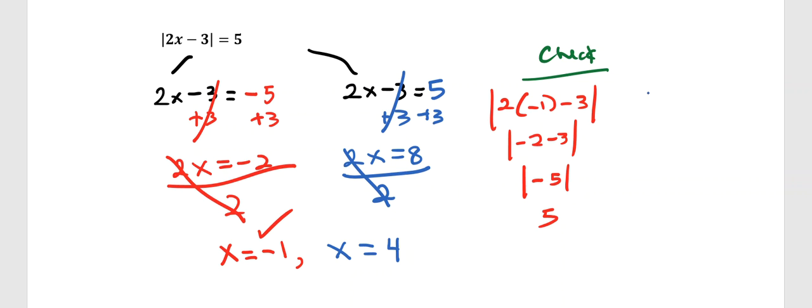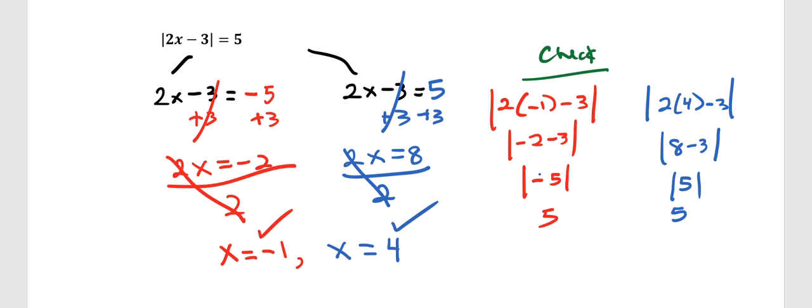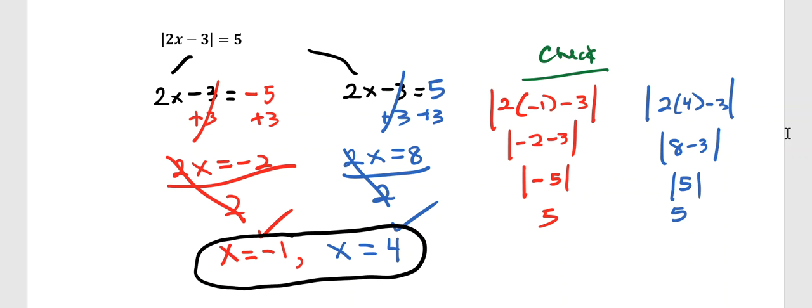And on the other side, I'm doing 2 times 4, subtract 3 from that, and then find the absolute value. Well, following order of operations, 2 times 4 is 8, which I'll have to subtract 3 from. 8 minus 3 is 5, which I'll continue to take the absolute value of, and that equals 5. That means our other solution is correct. So our final solutions, two solutions for this equation, x equals negative 1 and x equals 4.